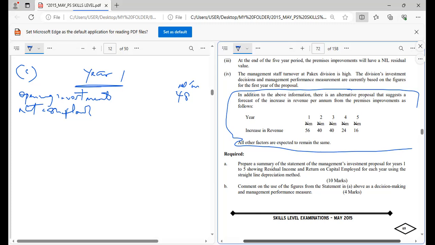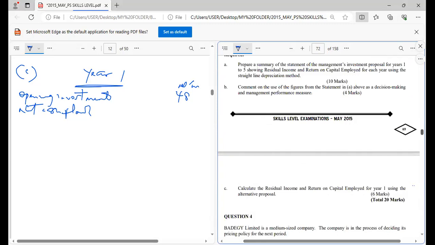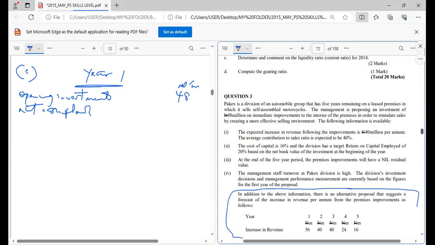Additional information 1: the expected increase in revenue following the improvement is 40 million per annum. The average contribution to sales ratio is expected to be 40%. So this 40 million is for the project itself.